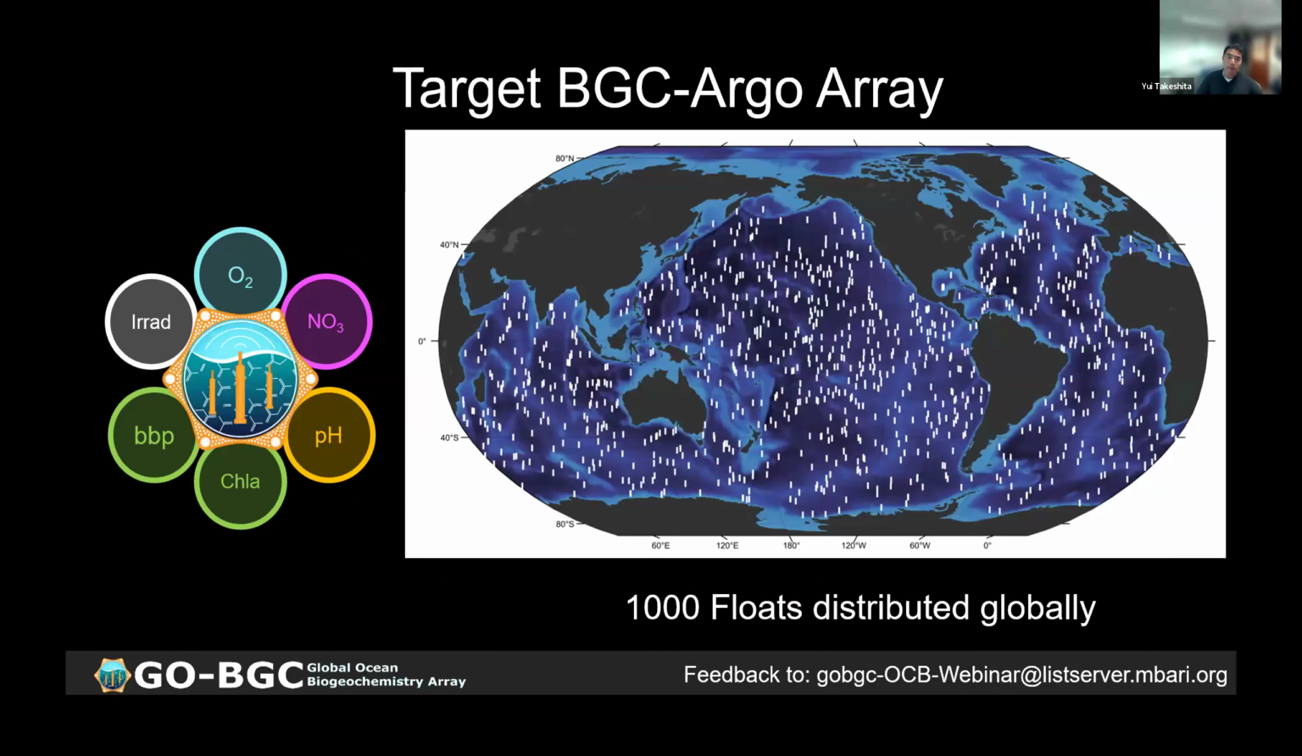So this is what a target BGC Argo array of 1,000 floats distributed globally looks like. This is a hypothetical randomly placed 1,000 floats. So each little white tick is a BGC float, and the BGC implementation plan calls for 1,000 floats that have at least 4 parameters of the 6 that are currently available. So oxygen, nitrate, pH, chlorophyll A fluorescence, backscatter, which is a proxy for particulate organic carbon, and downwelling irradiance.